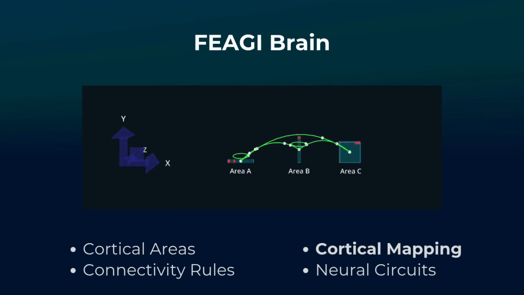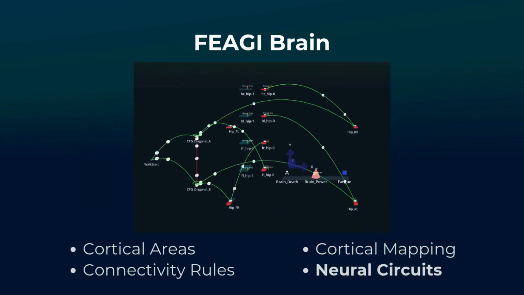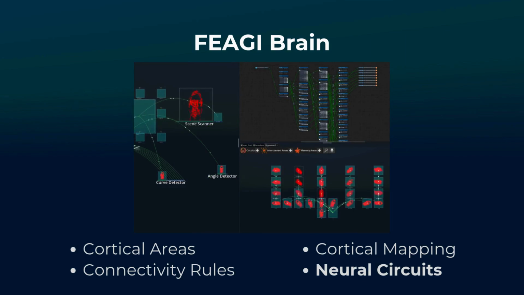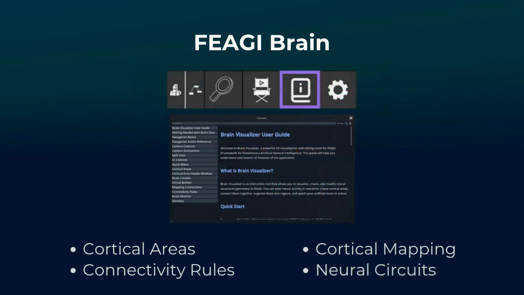Cortical mappings are the wiring between different cortical areas that leverage connectivity rules. Neural circuits are a collection of cortical areas and the mappings amongst them that is purpose-built for an application. A neural circuit typically consists of an input, an output, and interconnected cortical areas. To learn more about each of these topics, please visit its dedicated tutorial.